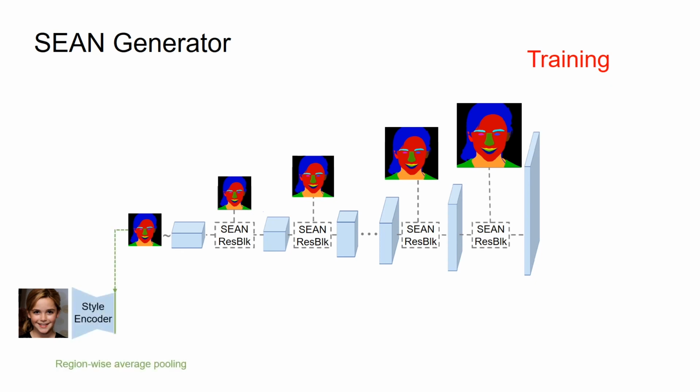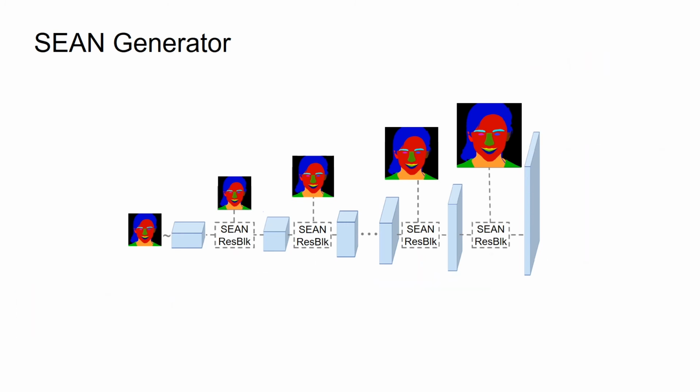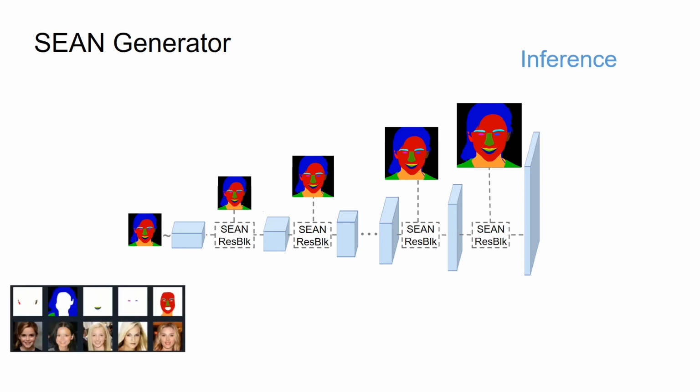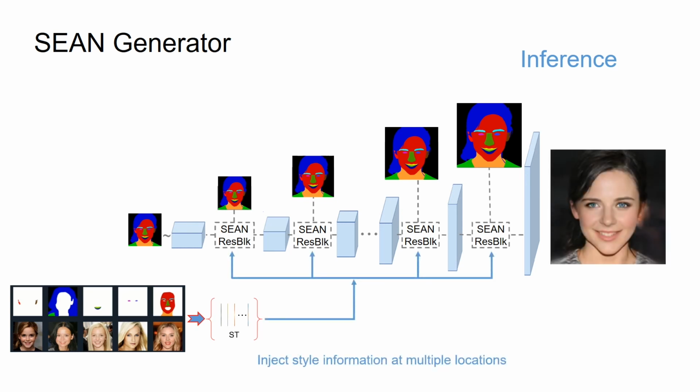Both the style map and segmentation mask will be passed through separate convolutional layers to generate the modulation parameters. We model the network training as reconstructing the input image from its corresponding segmentation mask and the extracted per-region style codes. During inference, our model allows highly flexible image synthesis by using an arbitrary segmentation mask and selecting separate style codes for each semantic region.